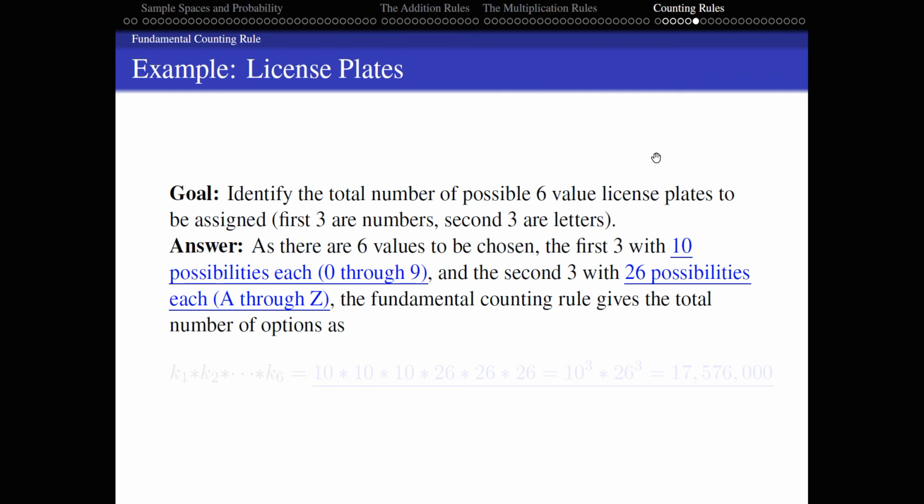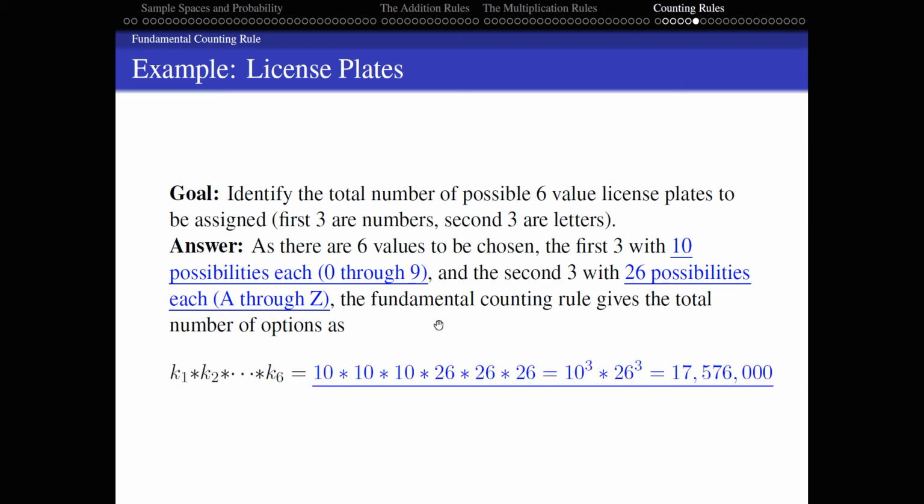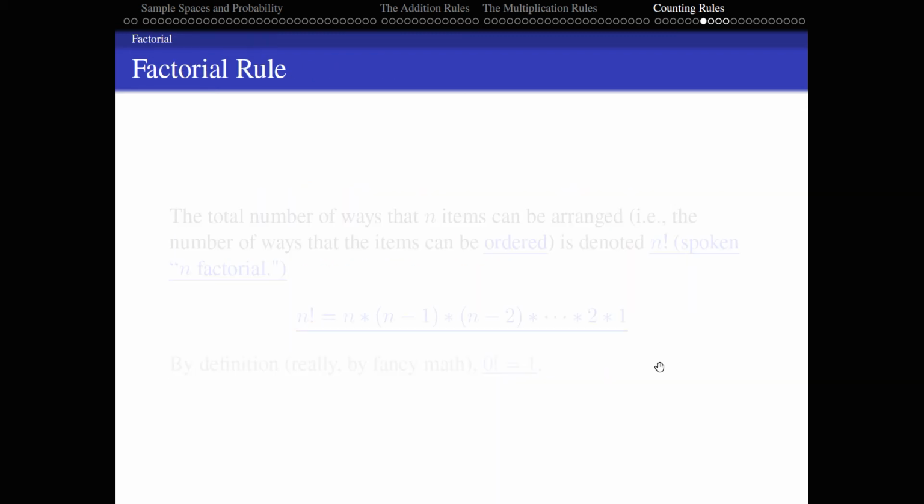Now this is definitely one that you can't do by hand. So we've got 3 with 10 possibilities each and 3 with 26 possibilities each, the letters A through Z. So 10 times 10 times 10 times 26 times 26 times 26 gives 17.5 million different license plate possibilities. Crazy.